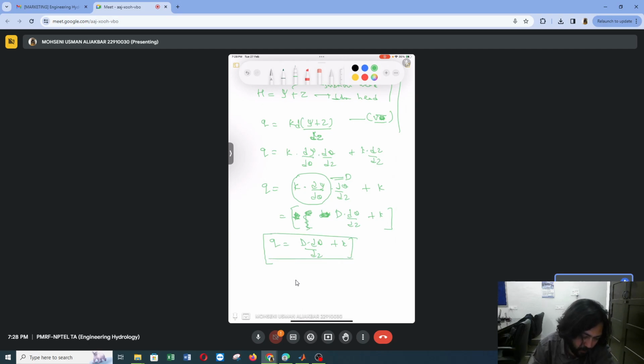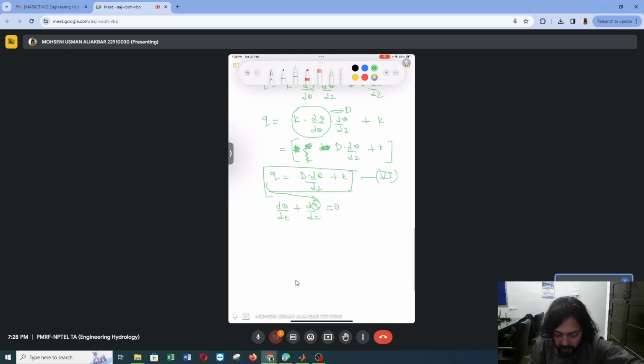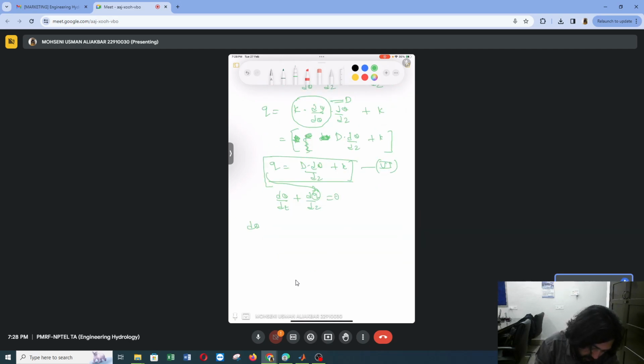Now we can go ahead and substitute this equation 6 in equation 4. Equation 4 was d theta by dt plus dq by dz is equal to 0. So here, instead of q, we can substitute this value, and that will give us the final equation, which is known as the Richards equation. So d theta by dt is equal to minus d by dz, and instead of q we can substitute this value. This is nothing but the Richards equation.